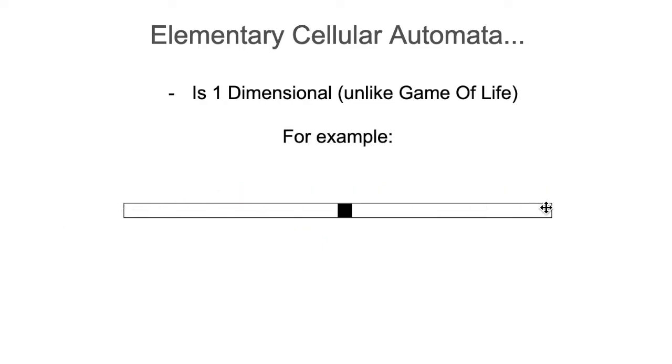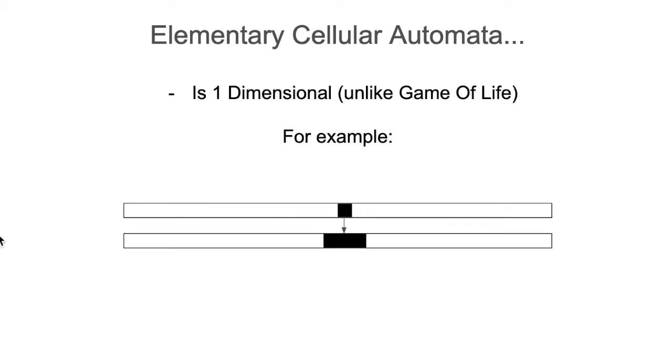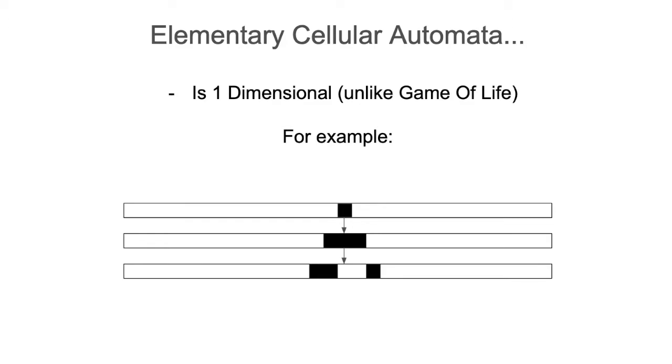Here we have 30 cells. Most of them are dead except for one cell in the middle that's alive. And it will follow a certain set of rules for every cell depending on its left and its right neighbor and itself. And it will produce the next row, which will print under it. We repeat this process on the next row and so on until you get something that kind of looks like this. So what are these rules?